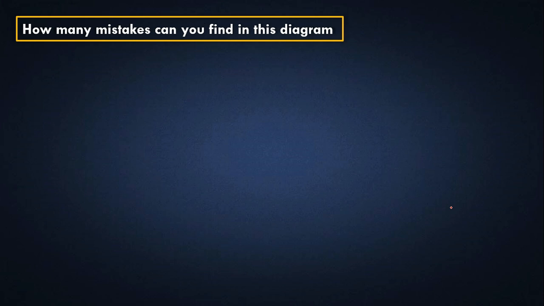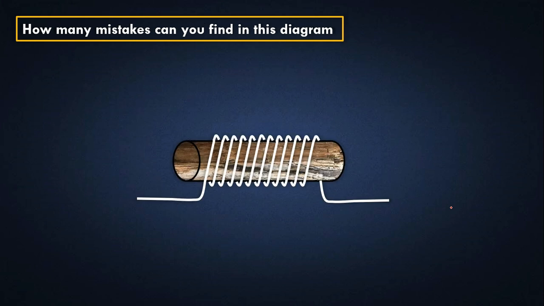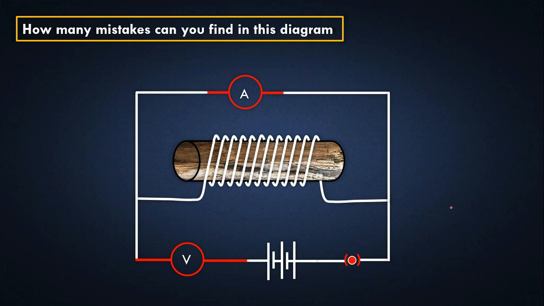How many mistakes can you find in this diagram? Yeah, here first of all, the voltmeter is connected in series to the circuit and the ammeter is connected in parallel, so we have to replace these two.